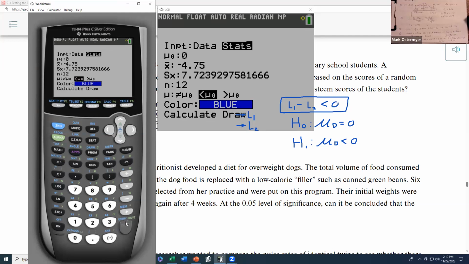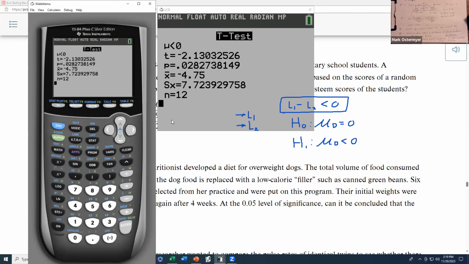Calculate. And here we go. So the p-value is 0.03. So at 5%, we can reject the null hypothesis and conclude that, yeah, it looks like the self-esteem scores were lower before taking the self-esteem course, ladies and gentlemen. It looks like the self-esteem course is having an impact on these kids and boosting their self-esteem.